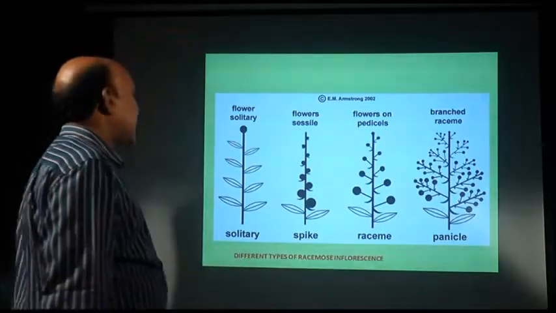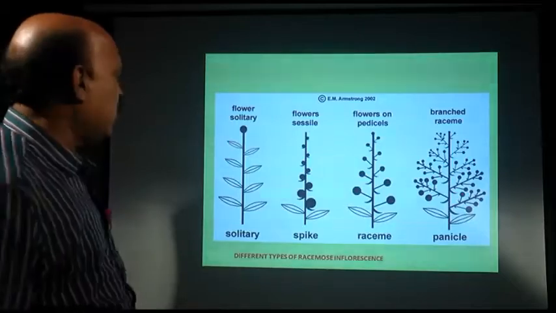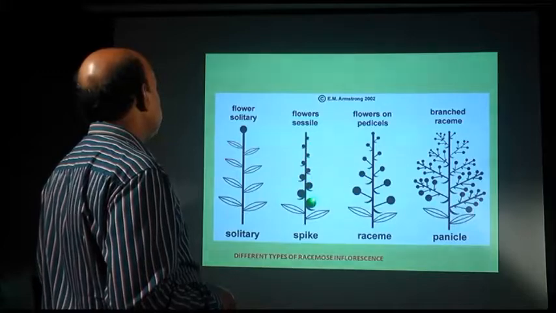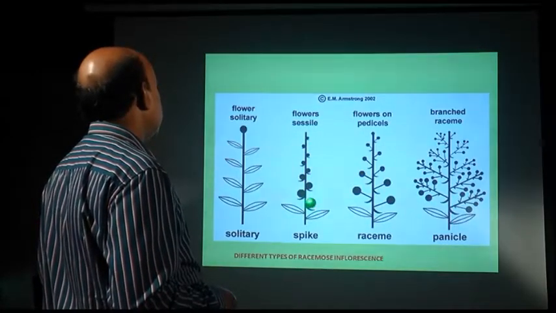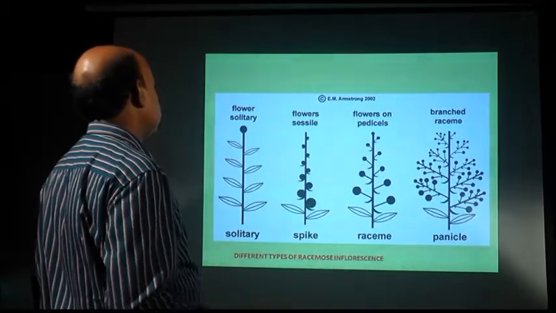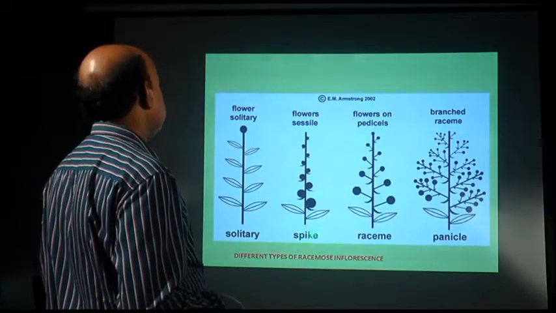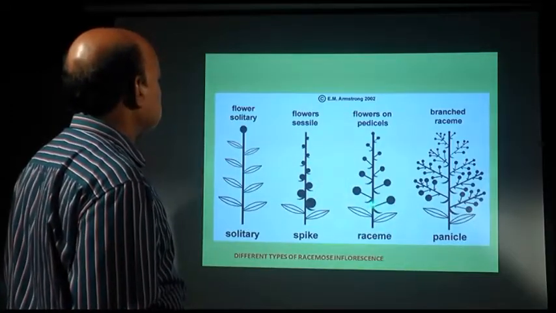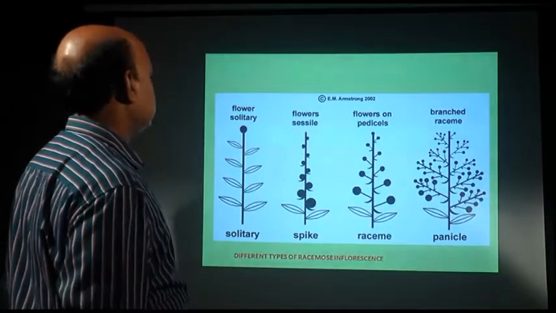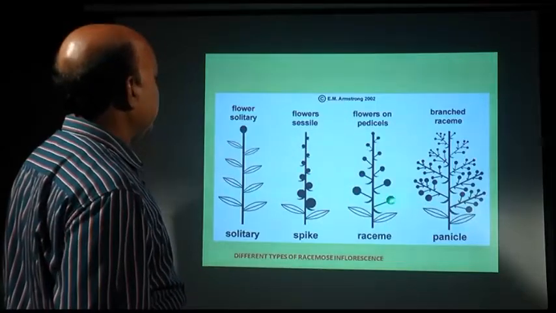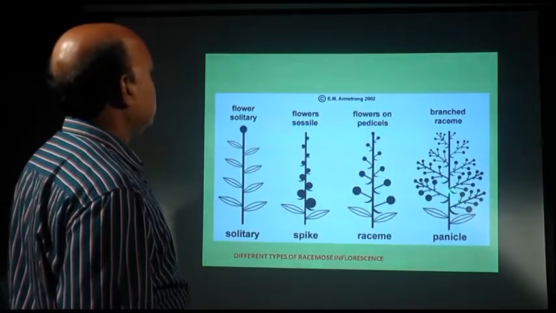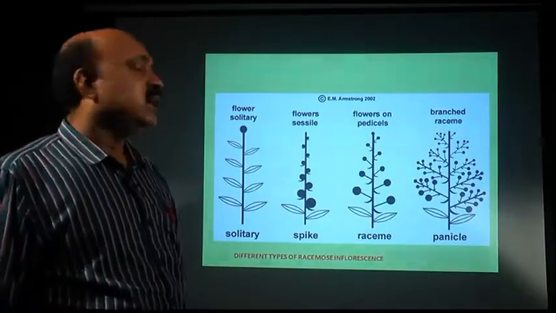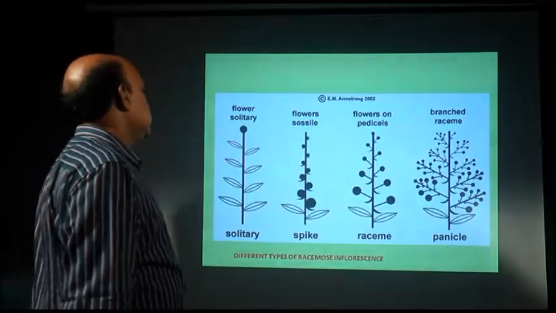When only a single flower is developed, that is called solitary. When many florets are developed in an acropetal manner without any stalk, that is called a spike. So spike is a modification of racemose inflorescence. A spike with pedicel stalk-like structures is called a raceme. When the raceme is branched, it is called a compound raceme, or raceme of raceme, or panicle.